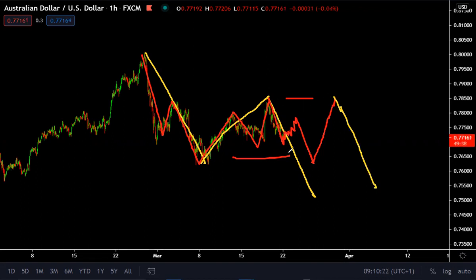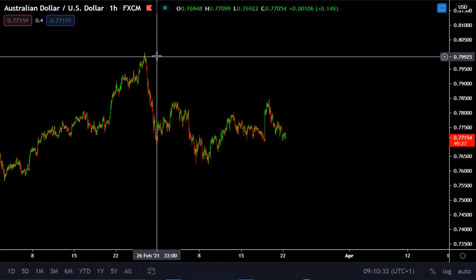For now, we're looking for the next move to the downside to around these levels. Even if you do get a bounce, that bounce may not be strong. It will be just to get to this level. So let's watch it at this level. That is Audi. New Zealand will be similar as well.